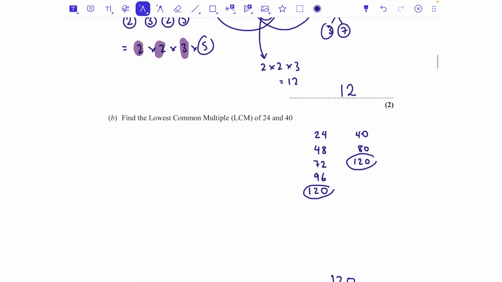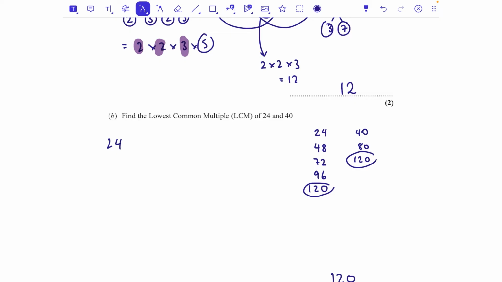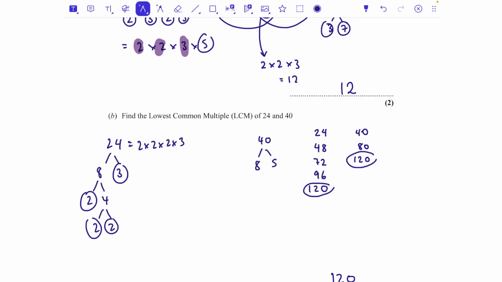However, let's see how we can use that method at the top again. So 24 is 8 times 3, which is 2 times 4, which is 2 times 2. So 24 is 2 times 2 times 2 times 3. And then let's just do the same with 40. 40 is 8 times 5, 2 times 4, and 2 times 2.